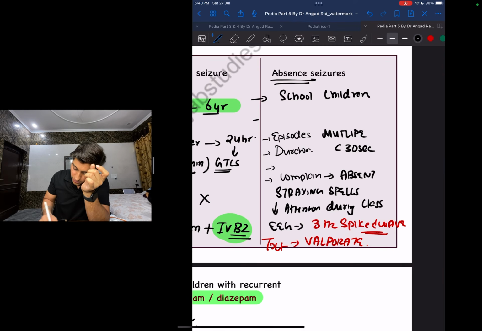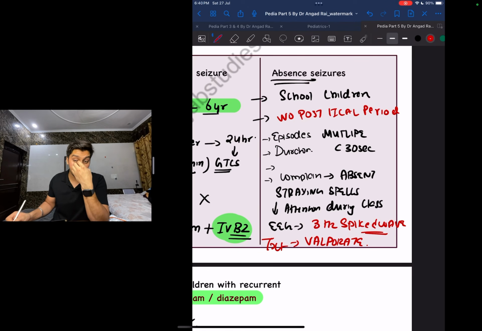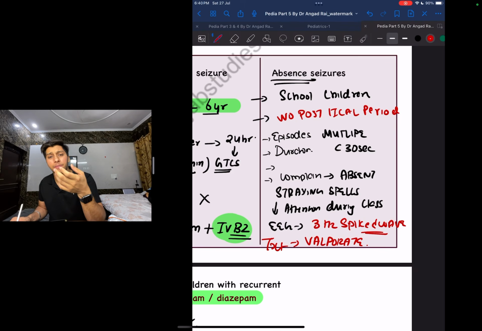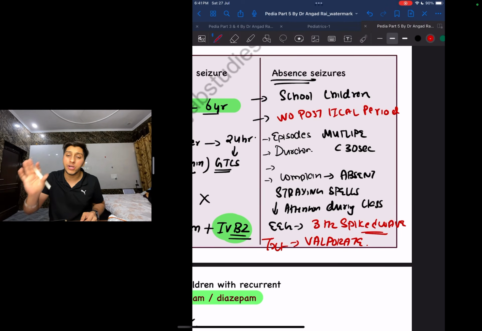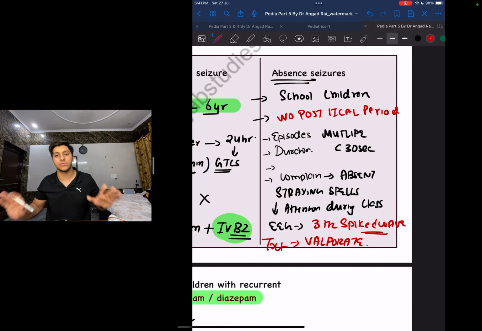Okay, there is no post-ictal period. What is the post-ictal period, guys? Basically, whenever there is a seizure, the patient does not know what is happening around him, and he is very irritated. But in this condition, for example, if I was writing and all of a sudden I got a seizure, then I'll continue writing. I did not know this episode ever happened, and I'm cool and everything is cool.